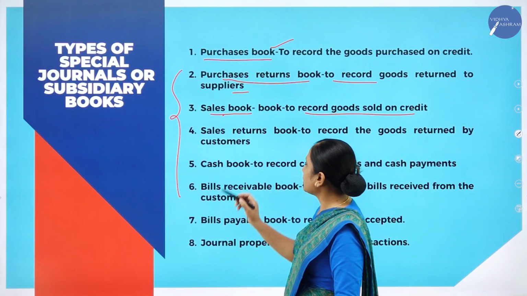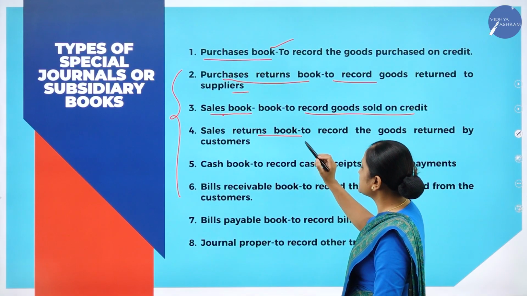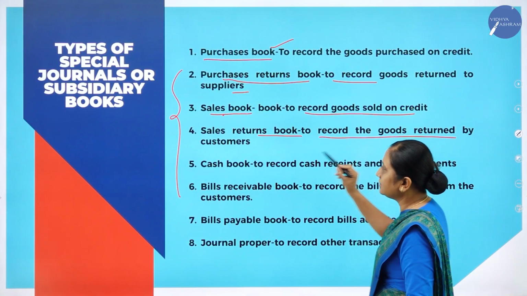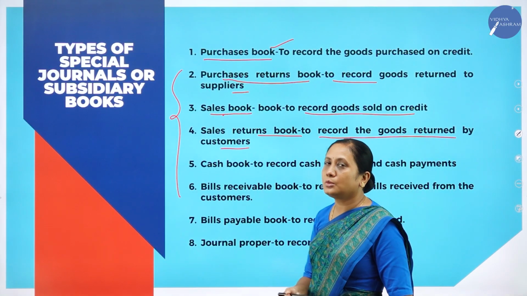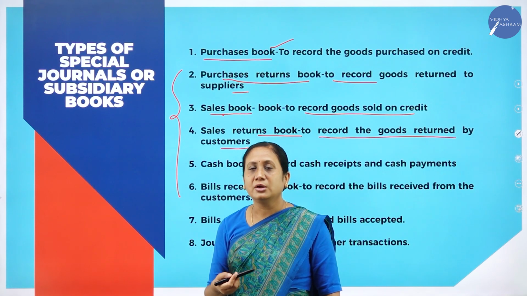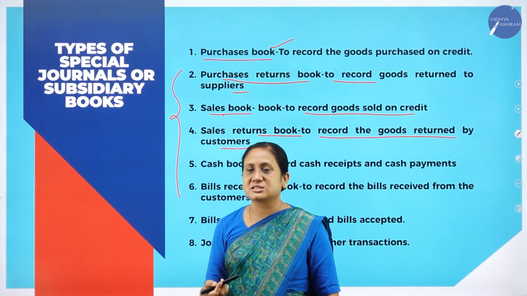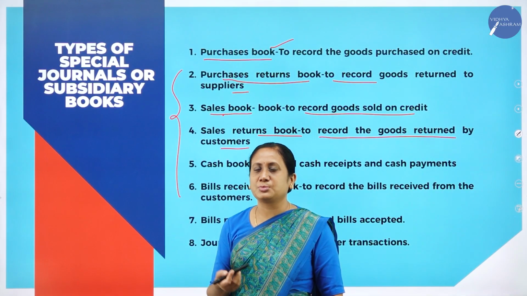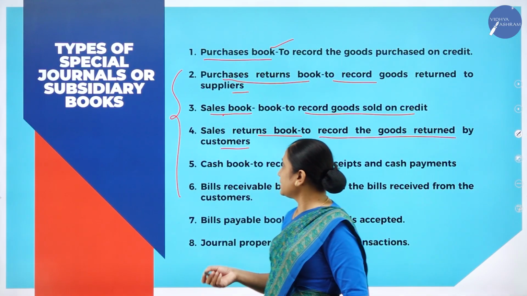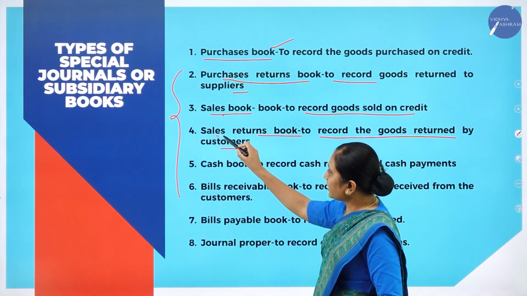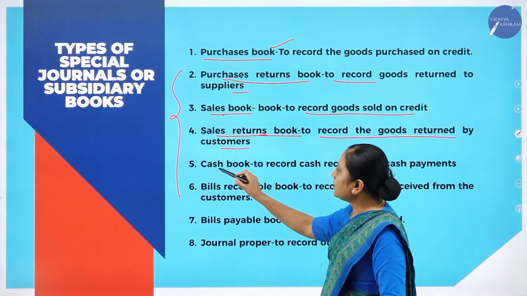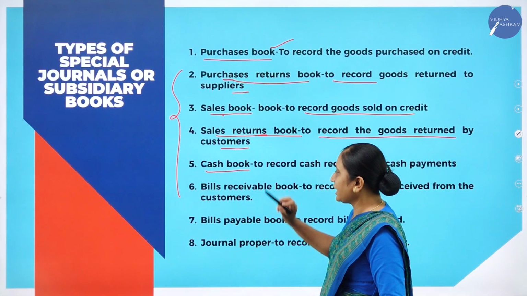And the sales returns book, why is this book maintained? This book is maintained to record the goods returned by the customers. Whatever goods are purchased from the business by the customer may be returned due to breakage, spoilage, etc. At that time we record that type of transaction in a separate subsidiary book called the sales returns book. Now one more subsidiary book is the cash book.